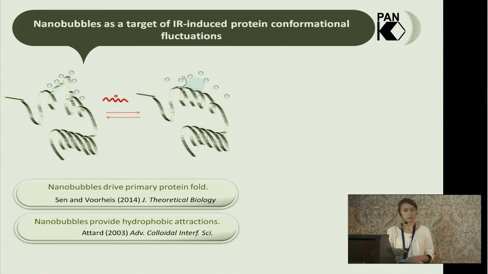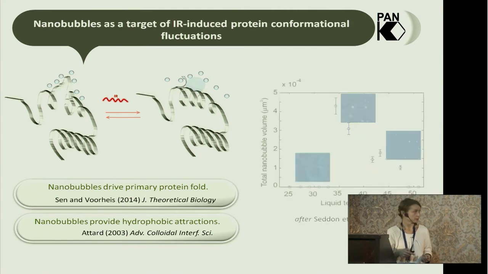Because, as I said at the beginning, in order to be active, protein needs to be mobile, protein needs to be flexible. It might be that because these nanobubbles are involved in the protein fluctuations, they might be involved in the native protein functioning.